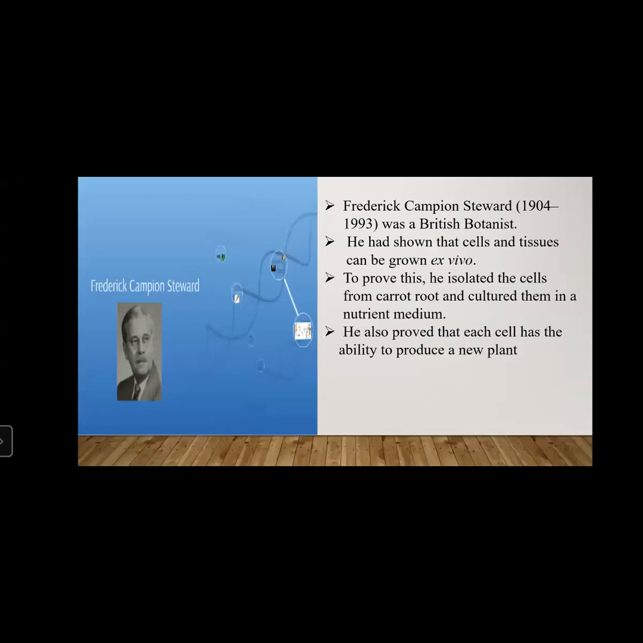Now, the person behind this tissue culture technique is Sir Frederick Champion Stewart, who was a British botanist. He had shown that cells and tissues can be grown ex vivo. For this, he used carrot roots and cultured them in a nutrient medium. He also proved that each cell has the ability to produce a new plant.